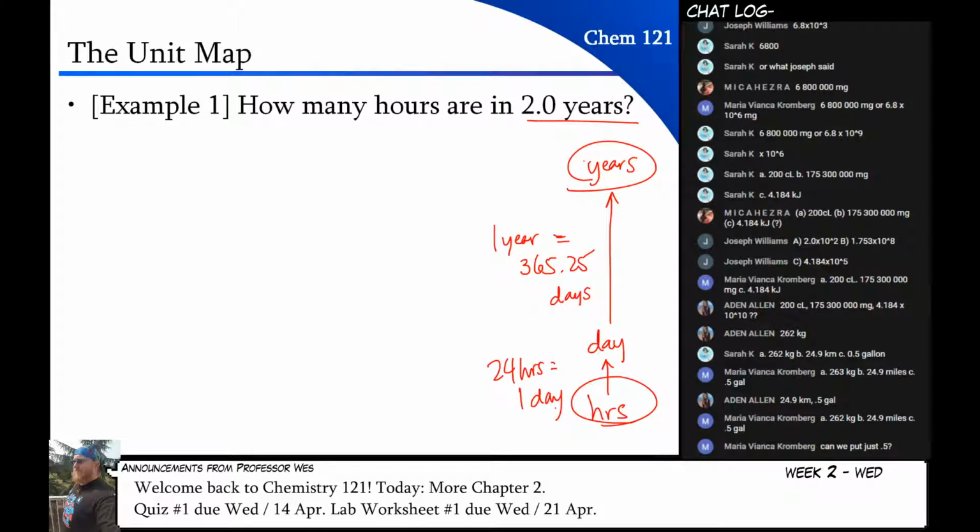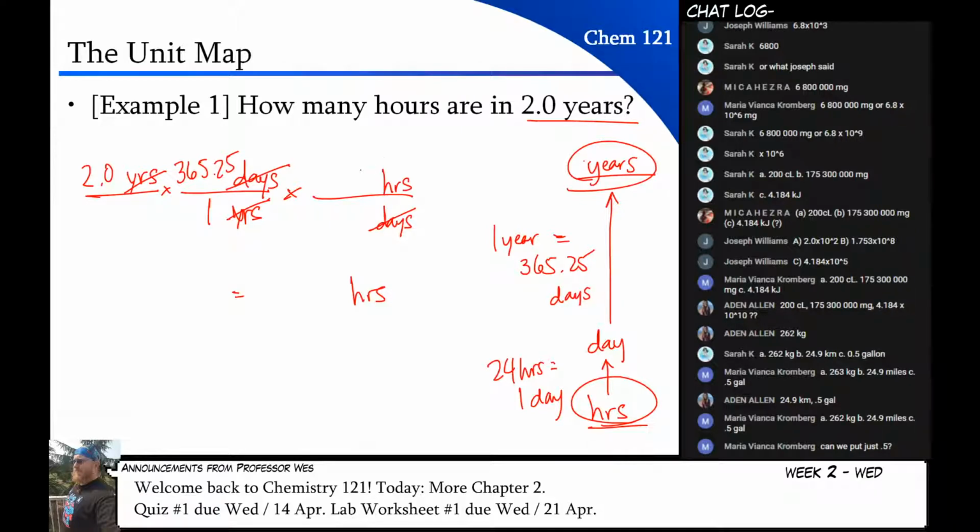So now I have my two relationships to get years to hours, and I can set up my calculation like that. The same process applies. I don't want years up here anymore, so I got to cancel something else out here. What did we connect it to? Well, we connected it to days. And then I don't want days. I want to cancel it out with something down here, so we'll do that. That will tell me how many hours there are in 2 years, because that's the unit that we want. Now we run the numbers.